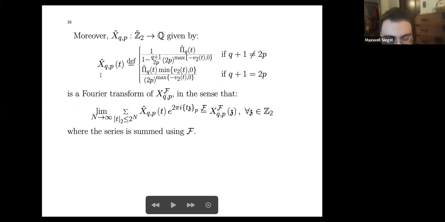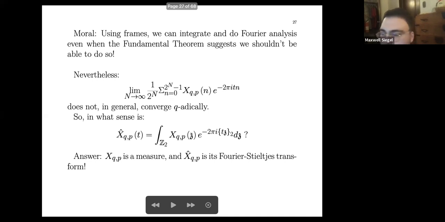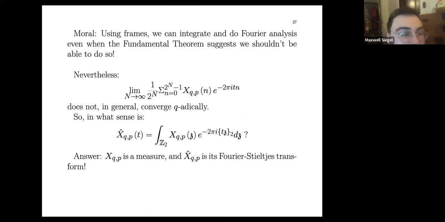Then letting x_{q,p} hat be the following function, where v2 of 0 is defined to be positive infinity, we then have that this is a Fourier transform of x_q in the sense that the Fourier series this generates converges to the F series, provided we sum it using the recipe dictated by F. The moral of this result is that even though x isn't continuous, we can still compute its Fourier transform, but at the cost of having to use a frame to sum the ensuing Fourier series.